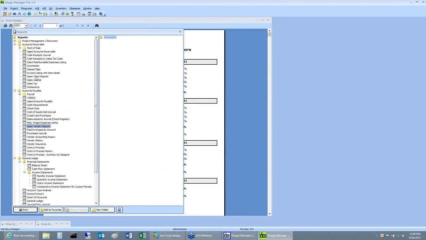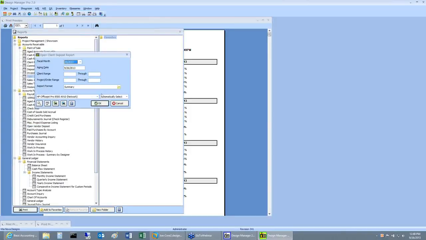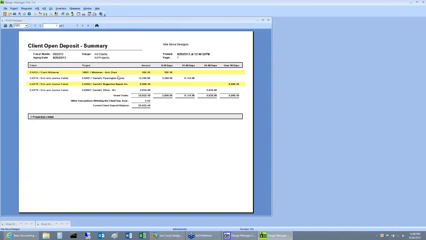and also your open client deposits. So this is basically projects you've collected a deposit for. You've collected money from the client as a deposit to do the project, but haven't invoiced yet. So there's still a deposit balance, or you haven't invoiced everything. So that's an important report. At the end of the month, I would definitely look at your income statement and balance sheets that we just went over, but also your open client deposits and your open vendor deposits.